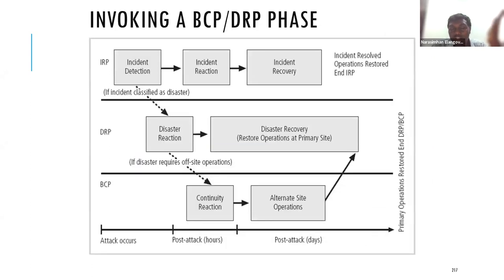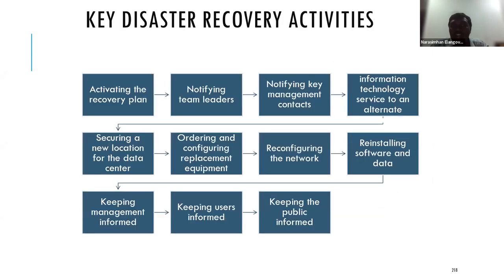This is a very nice chart to give you the flow. What is an incident? A small violation of policy, a small breach. Does it become a disaster? That is where the clear definition should be: when an incident becomes a disaster, and when a disaster becomes a business continuity event. What are a few recovery strategies? All of those are mentioned over here, activating the plan, notifying the team leaders, etc.